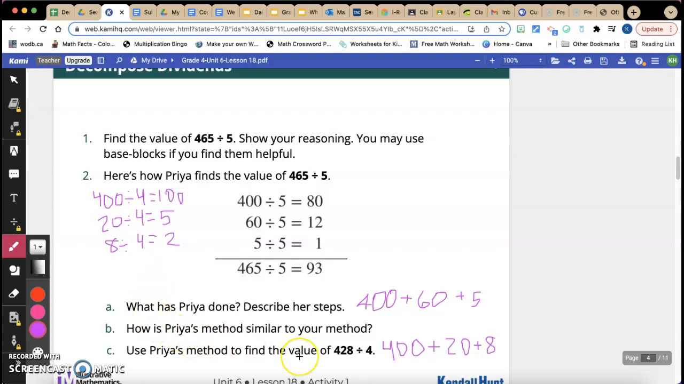So with Priya's method, after figuring out what 428 divided by 4 was in expanded form, I need to add these together. 100, 5, and 2. So I need to say 100 plus 5 plus 2. 5 plus 2 is 7. So each part is going to equal 107.